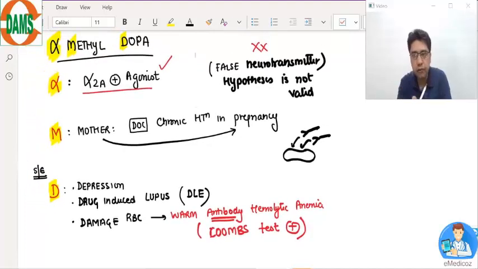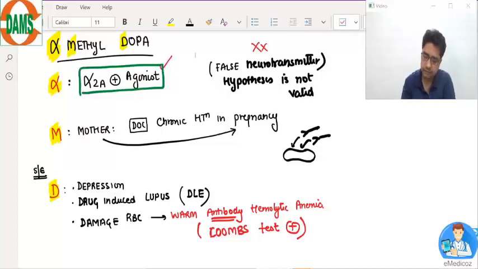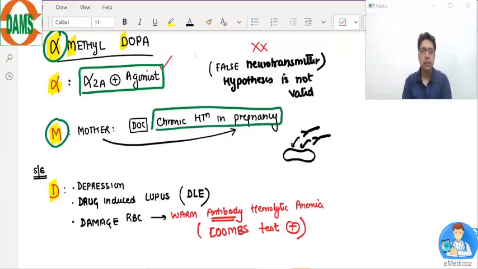So these 3 points you have to remember with alpha methyl dopa. Alpha: it is an alpha 2 agonist. It doesn't act as a false neurotransmitter. Second point, it is used in mothers, that is chronic hypertension in pregnancy, and the side effect is D. So the first letter of each of these points will tell you about the action and the side effect of the drug. It is an alpha 2A agonist, just like clonidine. D for depression, DLE. Damage RBC means antibody-induced hemolytic anemia. With antibody production, Coombs test becomes positive.